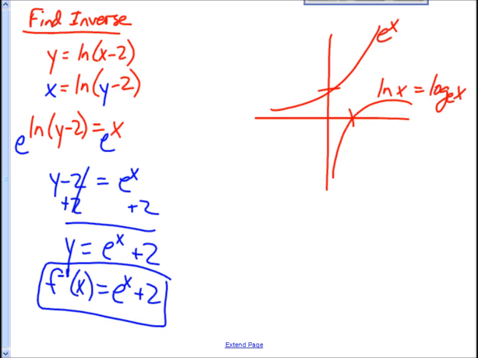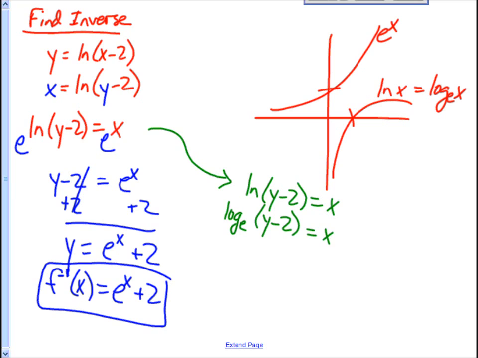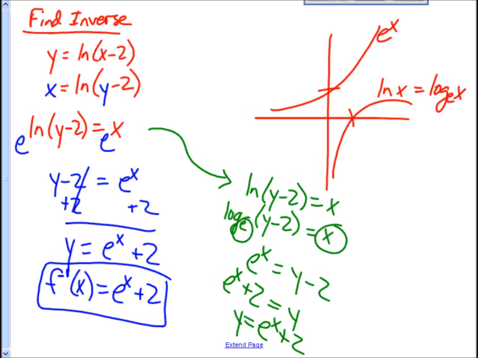Okay? The other way you could have done that is right here at this point where you had the ln of y minus 2 equals x. You say, well, the ln is log base e, right? So at that point right there, I can say e to the x equals that y minus 2, and then I add 2 to both sides. So e to the x plus 2. Either of those would have worked. There's my inverse, e to the x plus 2. Okay? But remember, the natural log and e to the x, those are inverses, right?